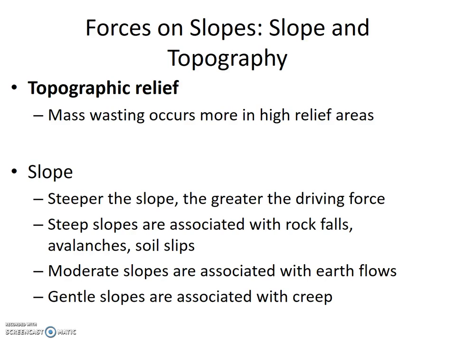Continuing 7.1, An Introduction to Landslides. The next force on slope we will discuss is slope and topography. I think these are pretty intuitive. First, topographic relief. Mass wasting occurs more in high relief areas. Second, the slope. The steeper the slope, the greater the driving force. Very steep slopes are associated with rock falls, avalanches, soil slips, if there is any soil in the first place. Moderate slopes are associated with earth flows, and gentle slopes are associated with creep.